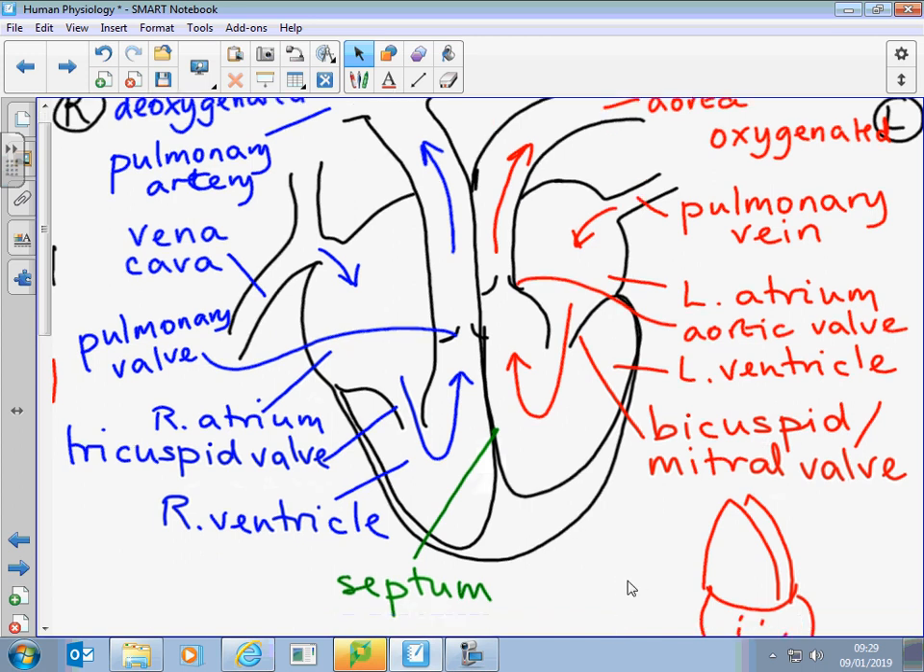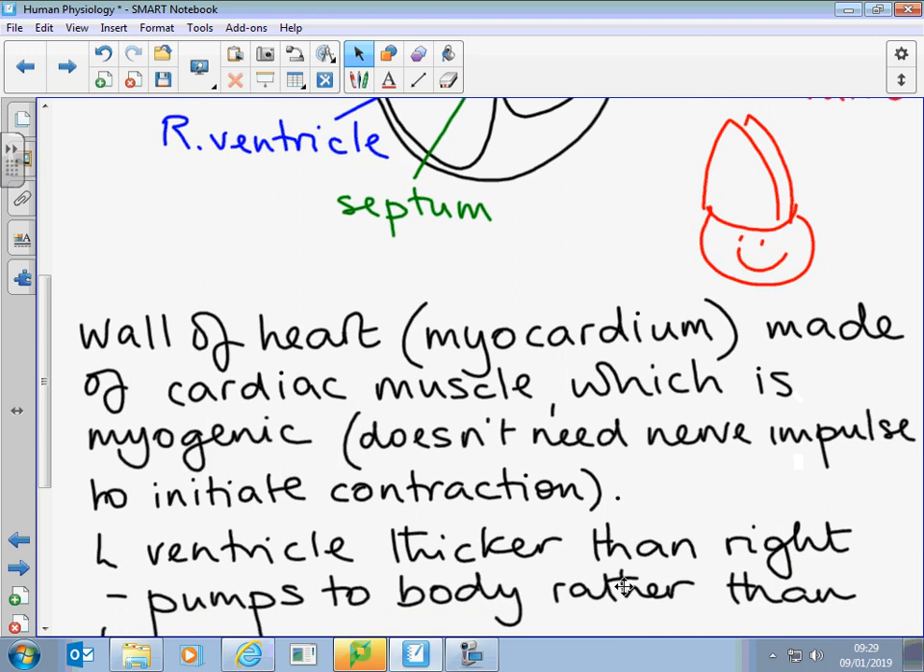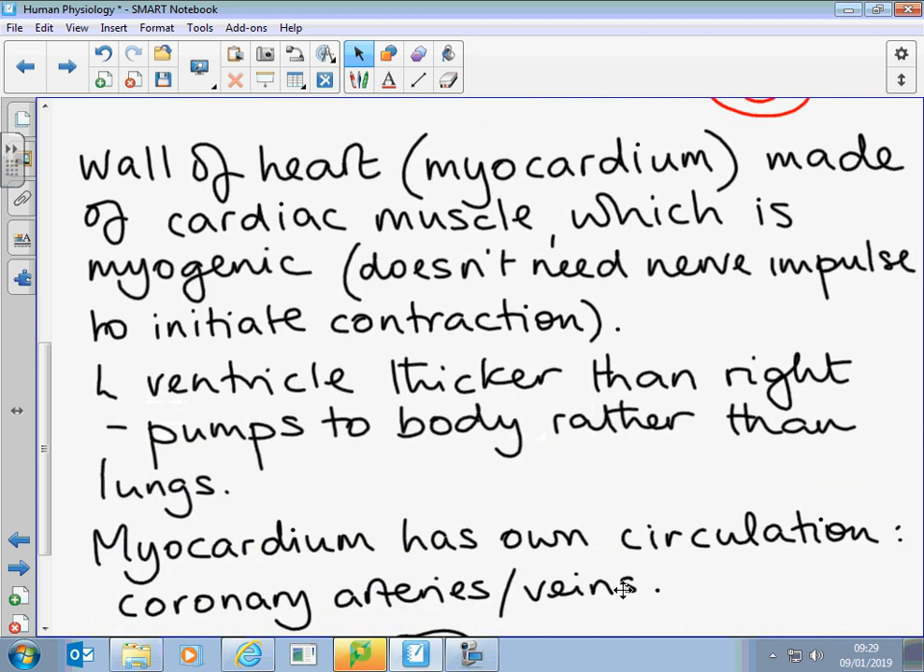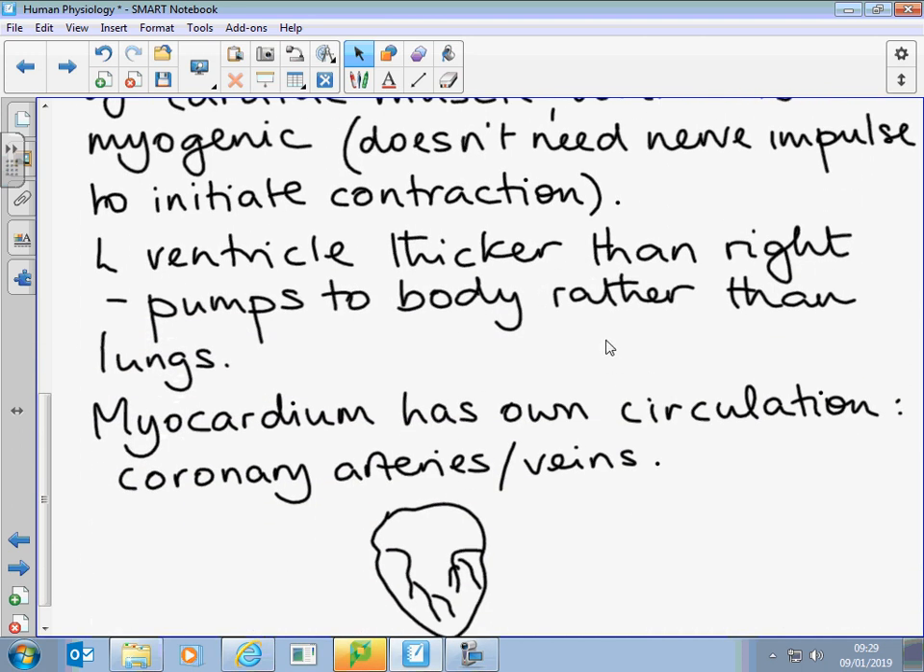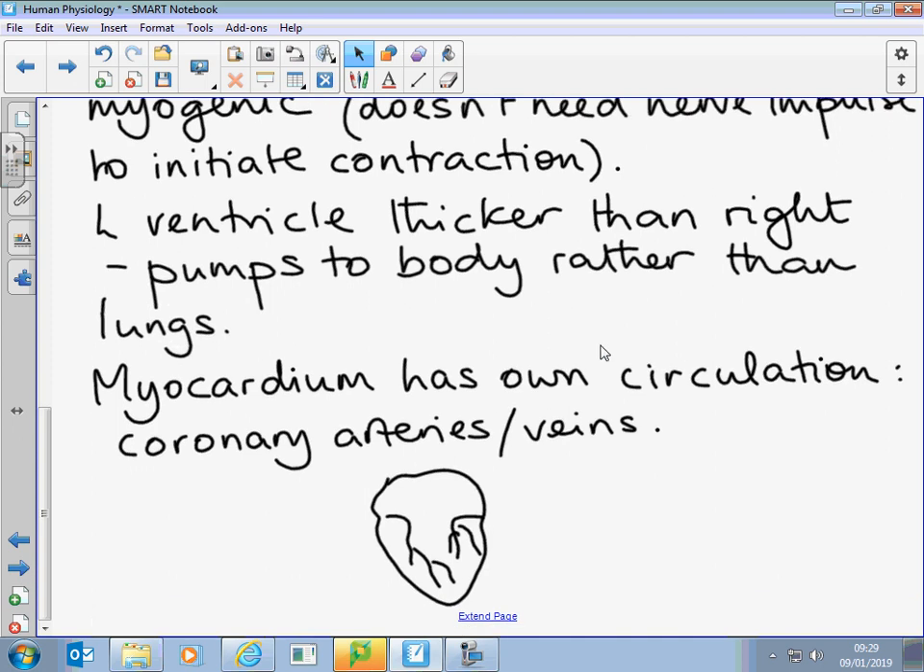A few key points about the heart. The muscle is myogenic, it generates its own contraction. The left side's thicker than the right because it's got to pump to the body. And we have the coronary circulation to provide the heart muscle with its own blood supply.